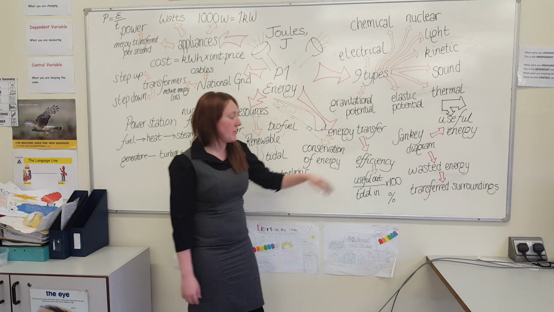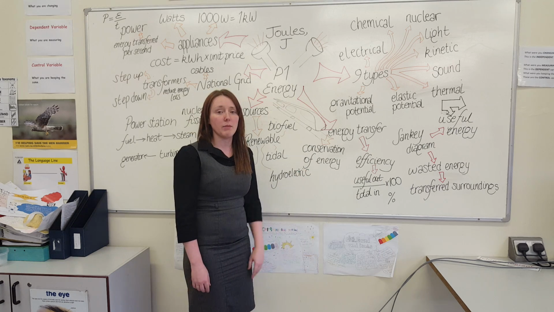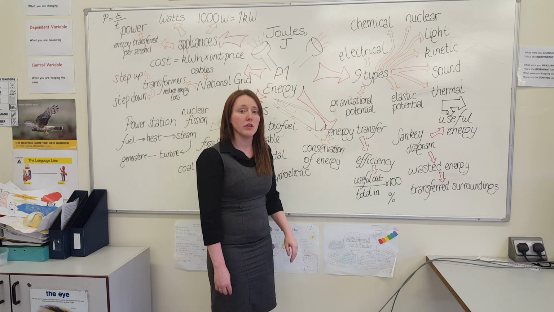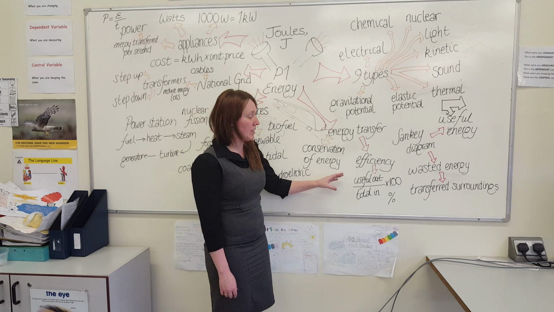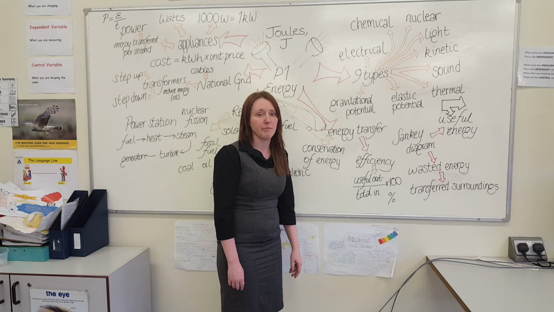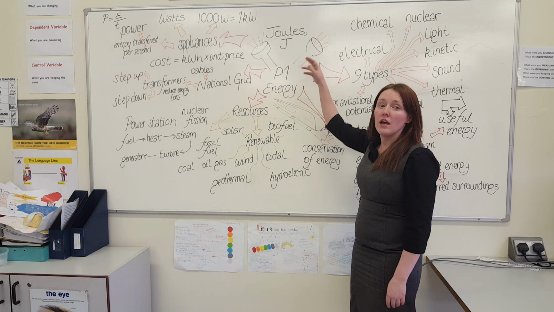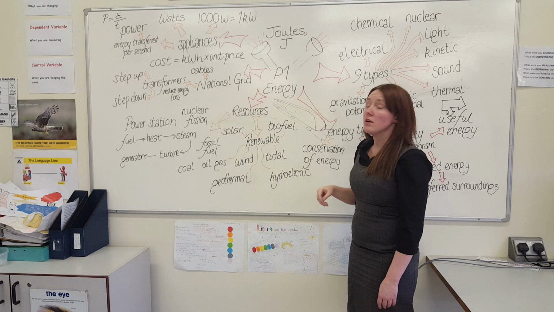We can calculate efficiency. Efficiency is the useful out divided by the total in times 100. You will get this on the physics equation sheet, but please remember your percentage sign, otherwise you lose valuable marks in the exam. All types of energy are measured in joules, capital J. It's a proper noun named after Mr. Joule.